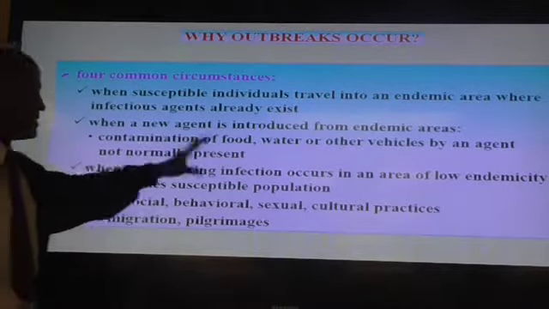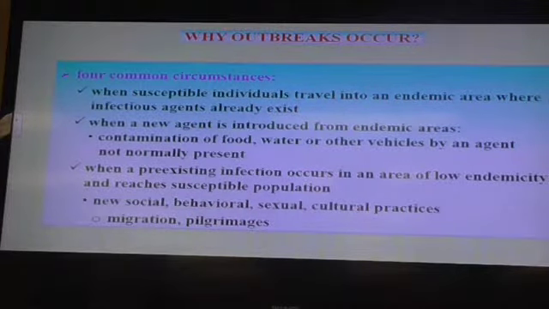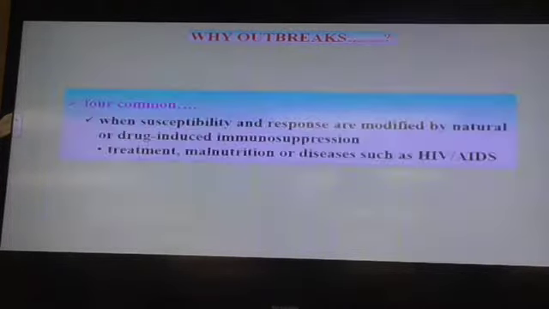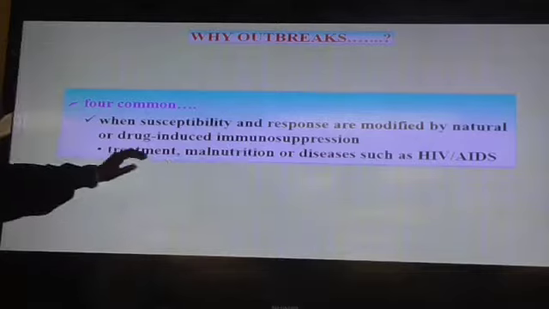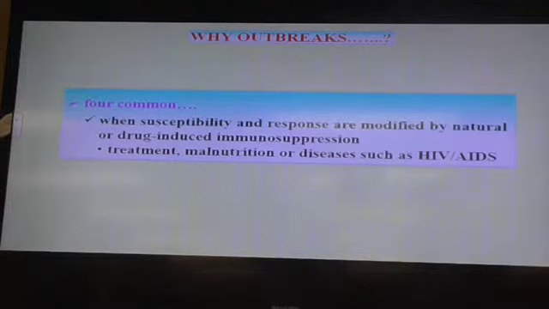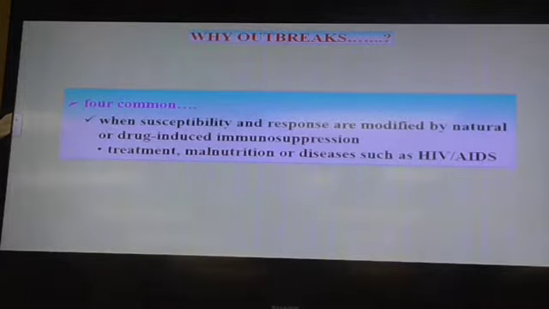So its existing infection occurs in an area of low endemicity, and reaches susceptible population. The fourth circumstance is when susceptibility and response are modified by natural or drug-induced immunosuppression. Again, this is any kind of natural event, or sometimes by presence of other disease conditions such as HIV/AIDS, which reduce the immunity. Then you see the disease occurring in high number, leading to outbreak, or epidemic.